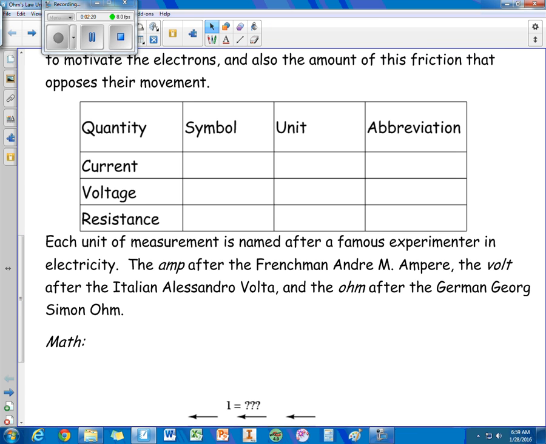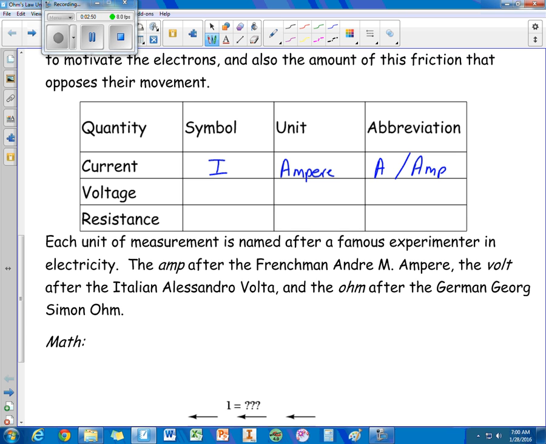Current. We use the letter I for its symbol. That's because when early scientists were studying current, they thought of it in terms of intensity, how intense the flow is. The unit is the ampere, and the abbreviation, I've seen it both capital A or AMP. I've seen it written both ways.